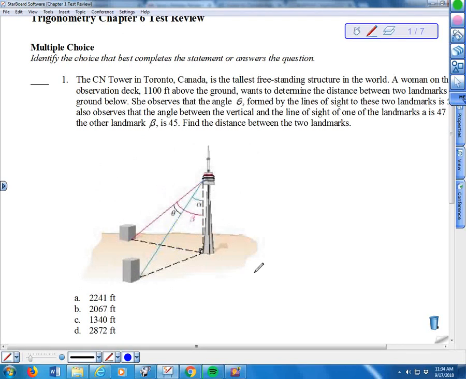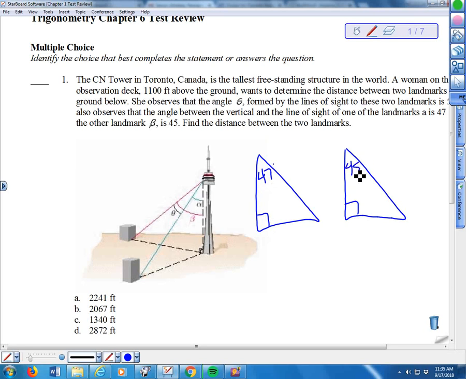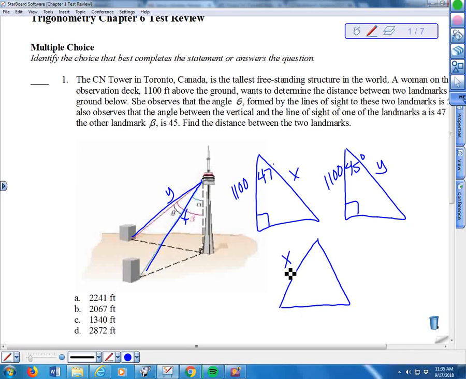So I've got two right triangles, which I'm going to just draw separately. One is 47 degrees, one is 45 degrees. I know the height of the tower is 1100, so I can find this hypotenuse of one and this hypotenuse of the other. Let's make this x and y. And then I'll end up with this triangle here that has x on one side, y on the other, and 50 degrees. Does that make sense?